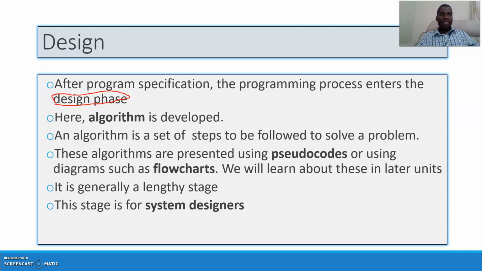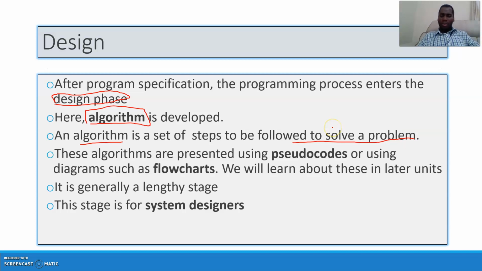A design phase is like the phase of an architect in buildings. You are coming up with a plan of how the final thing should look. So in programming, you develop what we call algorithms under the design phase. An algorithm is just a set of steps that should be followed to solve a problem. So it's a step-by-step approach to solve a problem.